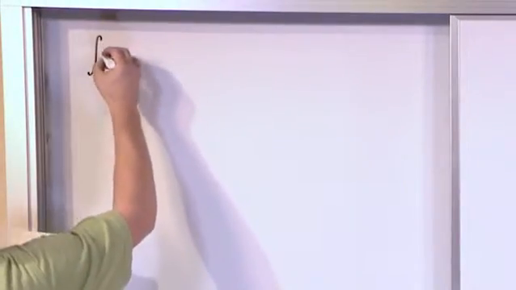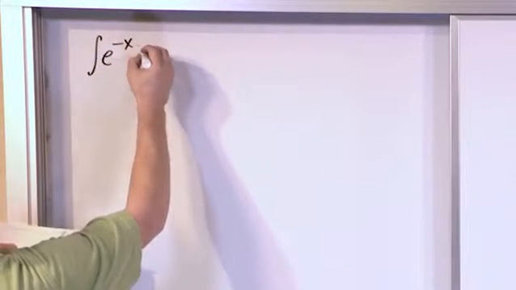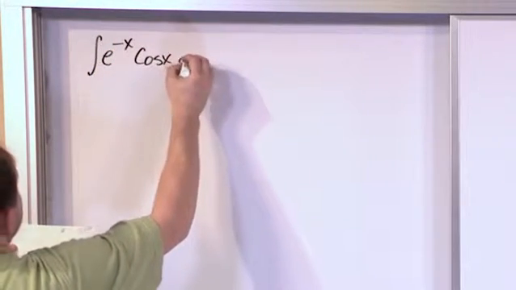But once you know the trick, it's something that sticks with you and you can use it over and over again as you see fit. It's not that hard to do once you get the hang of it. So the problem that lends itself to this is the integral of e to the negative x times cosine of x dx.